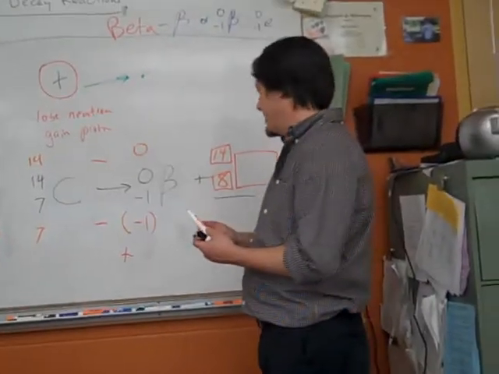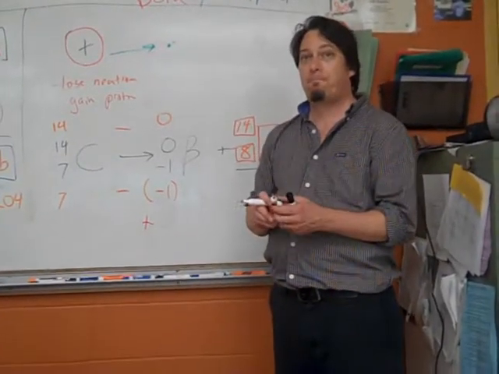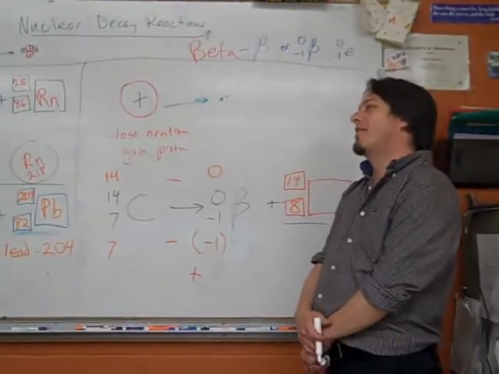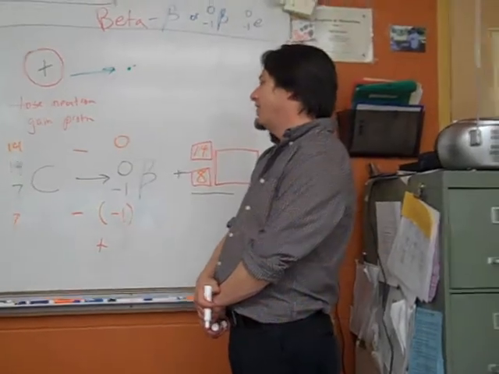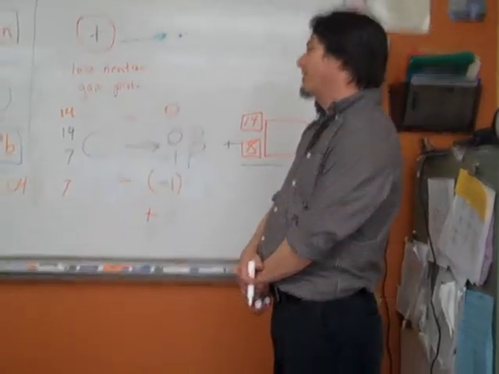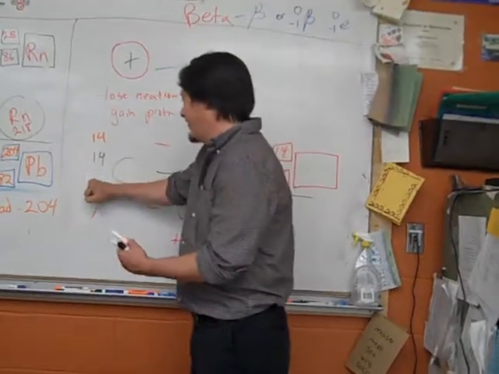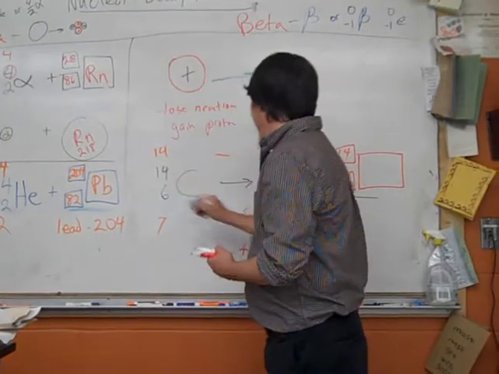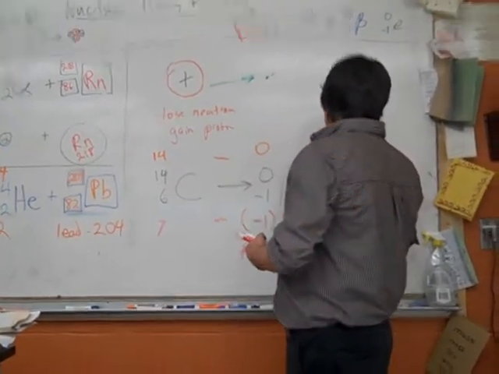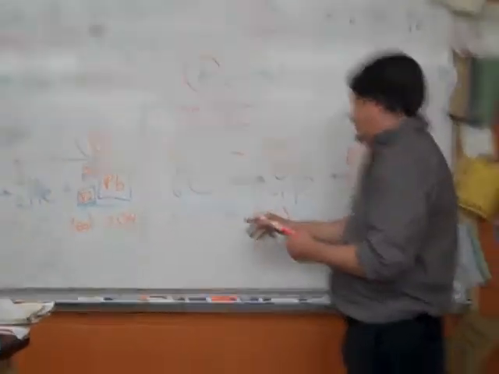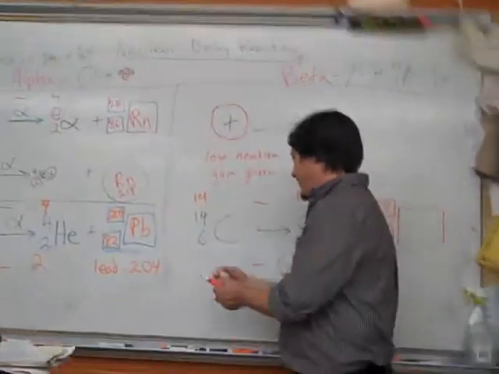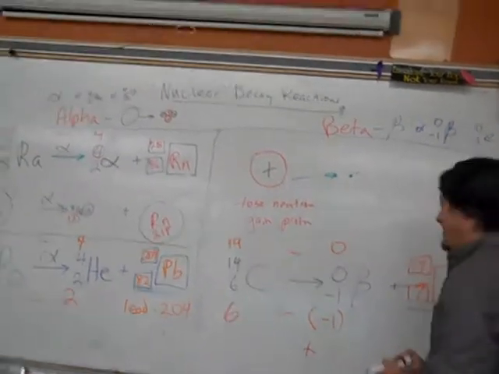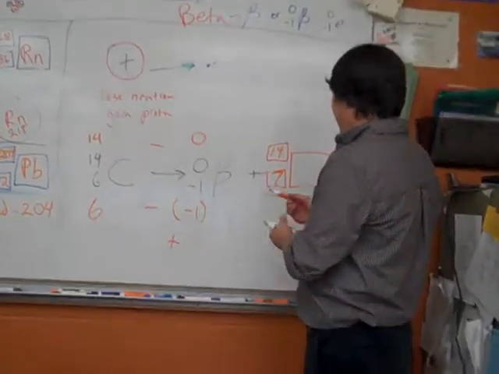Oh, you know why? Okay, here I am on record. I'm a bad teacher. I suck at science. Carbon's atomic number is not 7. It's 6. Let the record show, Mr. Auerbach sucks at science. And so that makes this not 7 but 6, and that makes this 7. Oh, goodness. And that makes this nitrogen.